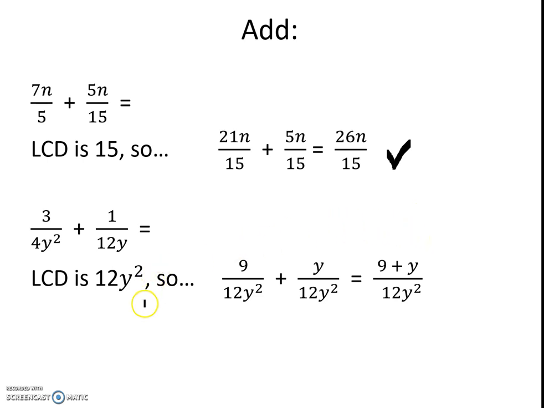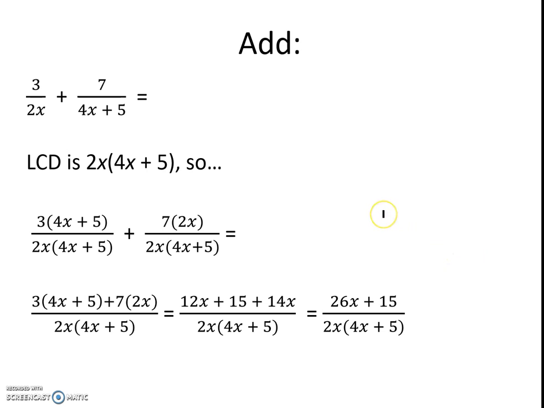Our second example is 3 divided by 4y squared plus 1 over 12y. The LCD is 12y squared, so when we change 3 divided by 4y squared to a denominator of 12y squared, we multiply each, the numerator and the denominator, by 3, and we get 9 divided by 12y squared. And since we're changing 1 over 12y to a 12y squared denominator, we have to take y times 1. Now that we have them both over 12y squared, we simply add the numerators, which is 9 plus y, over our 12y squared.